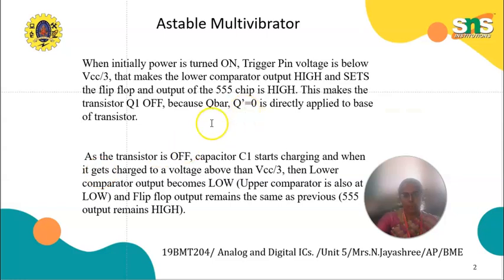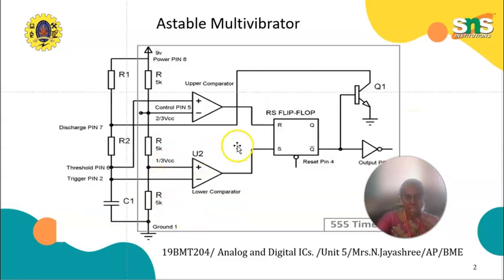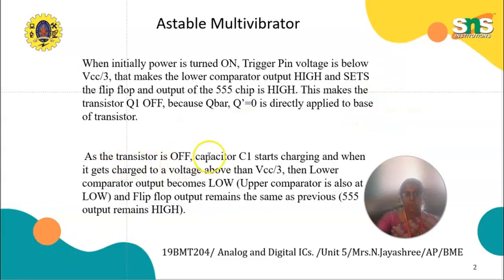Initially, when the power is turned on, the trigger pin voltage is below VCC divided by 3. That makes the lower comparator output high and sets the flip-flop, and the output of the 555 timer chip is high. This makes the transistor Q1 off, and Q bar becomes 0, which is directly applied to the base of the transistor. As the transistor is off, the capacitor C1 starts charging. When the transistor is on, the capacitor starts discharging.